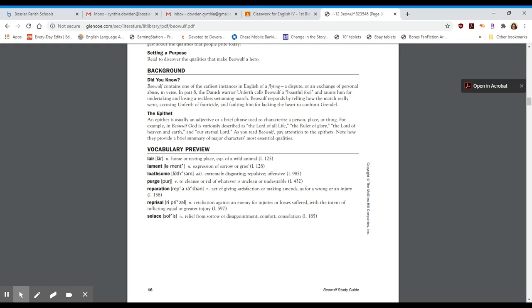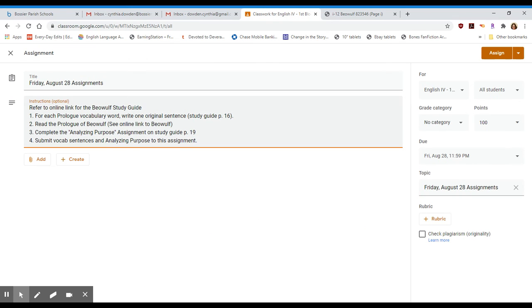Reprisal is retaliation against an enemy for injuries or losses with the intent of inflicting equal or greater injury. What does that sound like? That's pretty much revenge. And then solace, a relief from sorrow, a comfort, a consolation. So you're going to take each of these vocabulary words and you're going to write one original sentence that you come up with yourself using the word correctly by this definition in the sentence. All right, that's your first assignment.